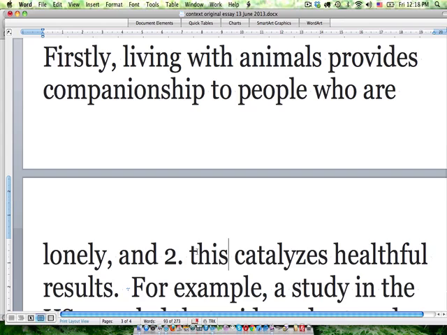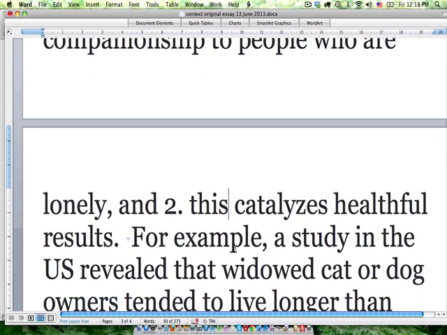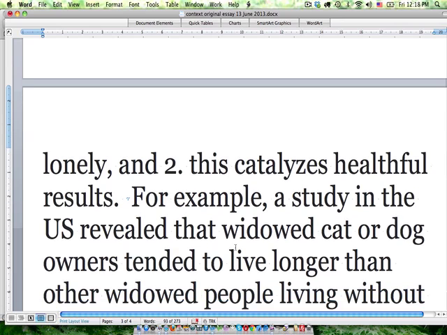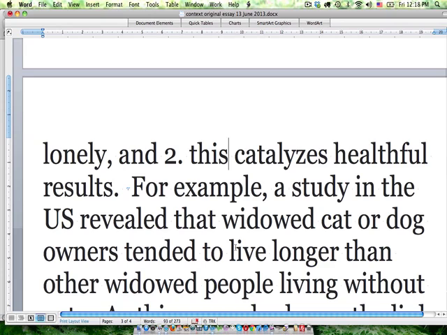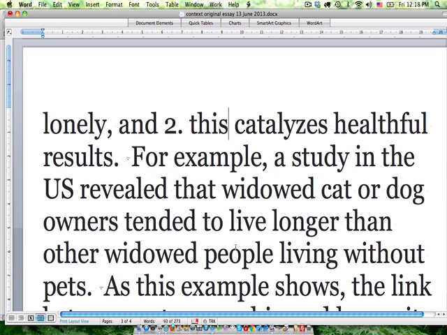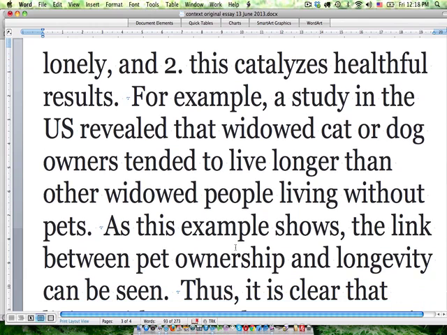I think that most students who participated wrote this, so good for you. We'll look at your comments in a second, as I mentioned before. For example, a study in the US revealed that widowed cat or dog owners tended to live longer than other widowed people living without pets. And that example I made up completely, it came right out of my head. I assume that's true, but I have no idea. It was just something I made up.